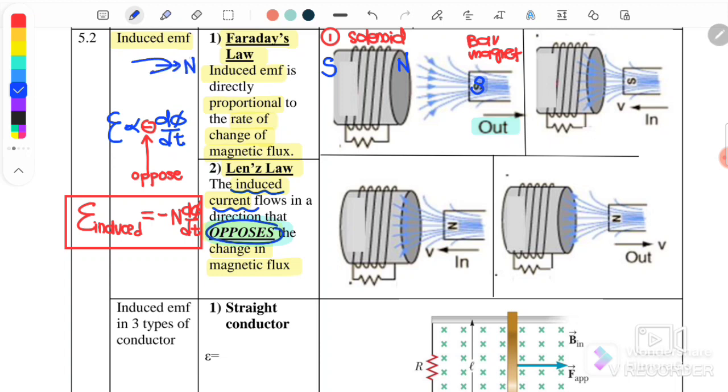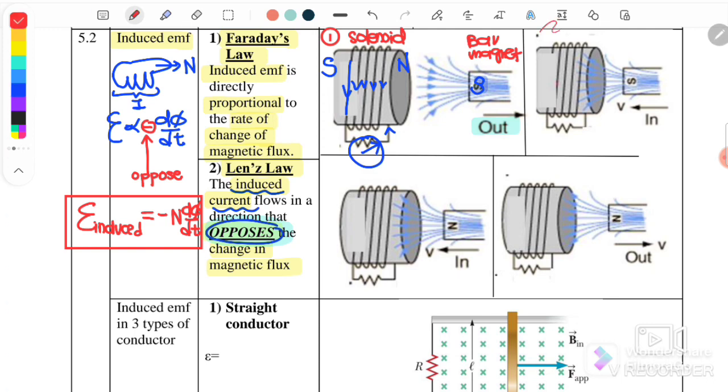The thumb here is the north pole and the fingers indicate the direction of the current. If you grab the solenoid, you find that the current is flowing downward in this direction. It will flow in an anti-clockwise direction. So if you insert a galvanometer, the galvanometer will deflect to the right. So it will try to attract it back.